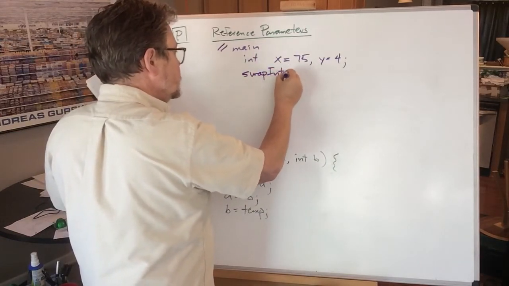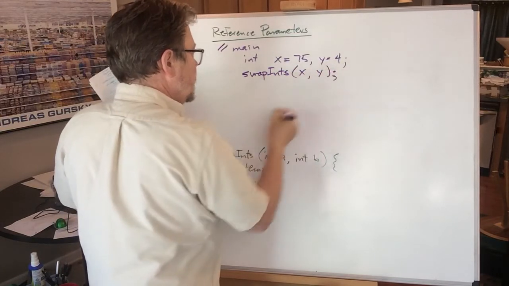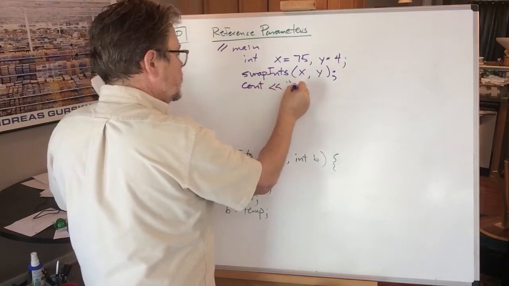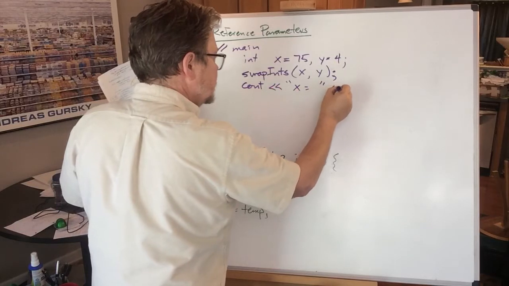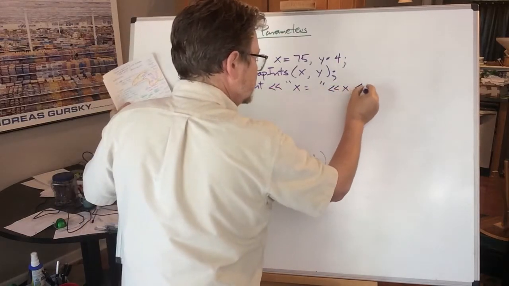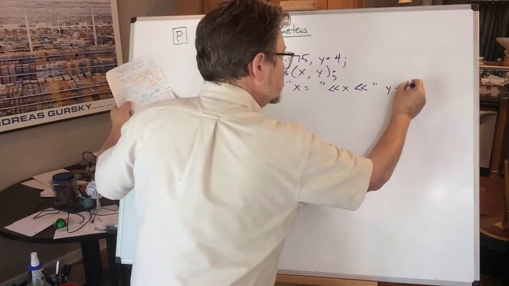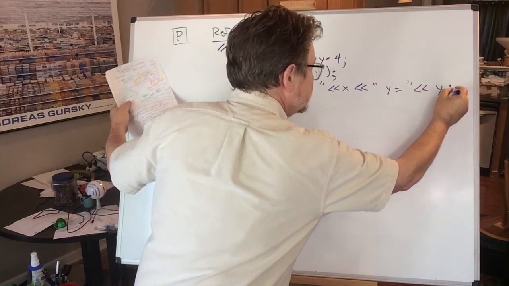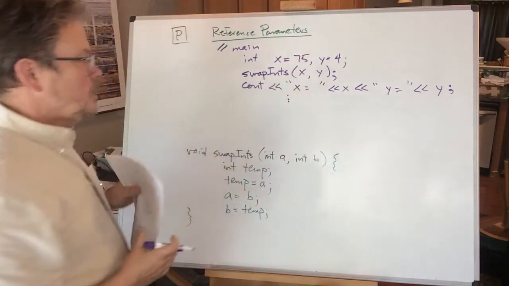Okay. Swap_ins and I pass in x and y. And when I get back, I'll print them out. Cout, less than, double quote, x equals, and close double quote, less than, x. Takes a long time to write these, doesn't it? Less than, double quote, space, y equals, close double quote, less than, y. And I won't even bother with an inline. Probably should. But double quote, and moving on.